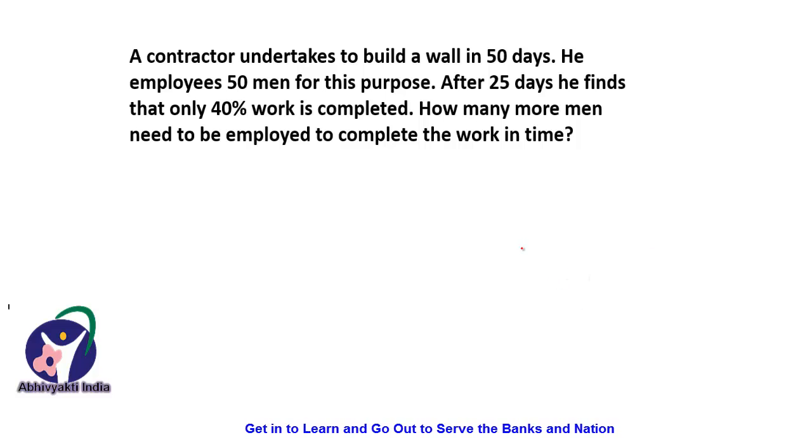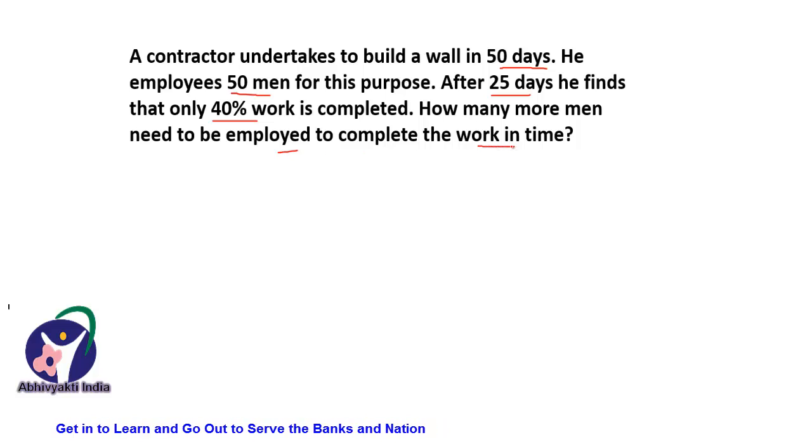The next question is, a contractor undertakes a work in 50 days. He employs 50 men for this work. After 25 days, he finds that 40% work is completed. How many more men need to be employed to complete the work in time? Now see here, 50 men complete 40% of work in 25 days.